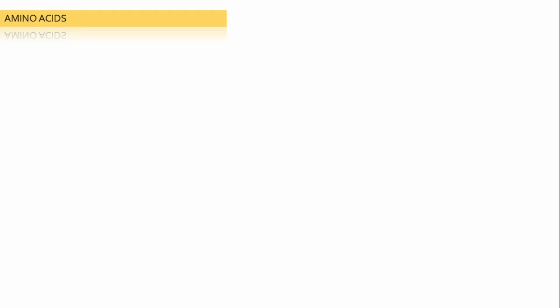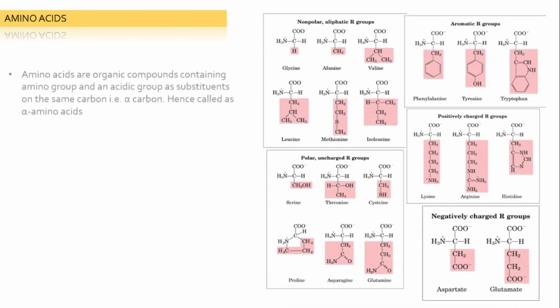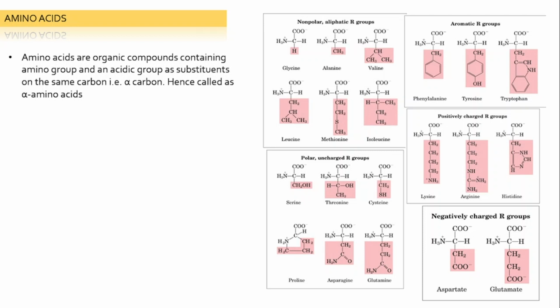Coming to amino acids. Amino acids are organic compounds containing an amino group. This is the amino group, and an acidic group as a substituent on the same carbon. The amino group and the acidic group, that is the carboxyl group, are here on the same carbon. This carbon is called the alpha carbon, hence they are called alpha amino acids.